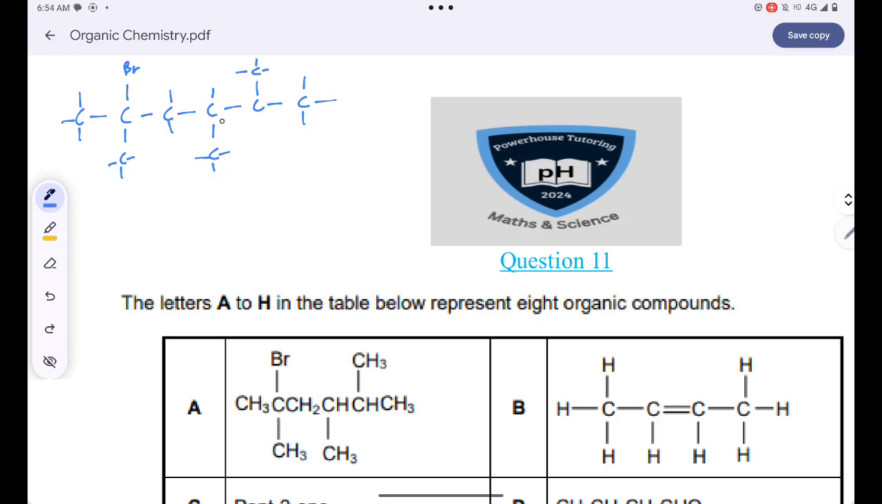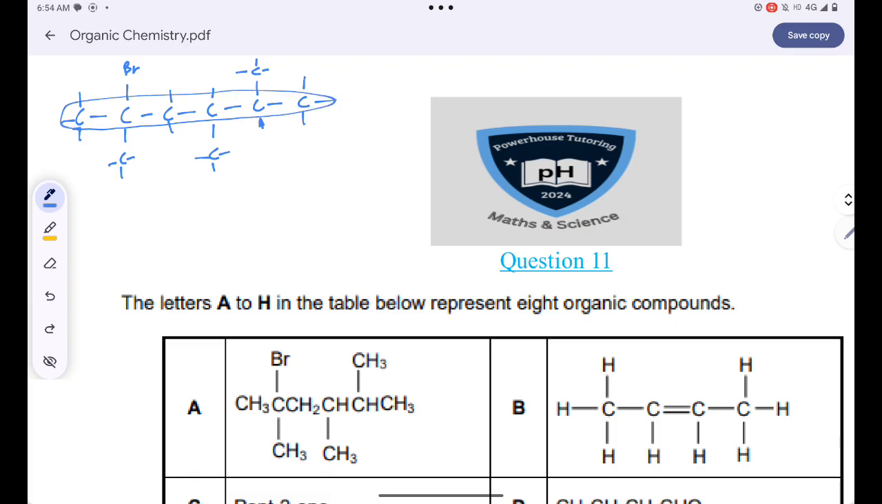I can see that these two carbons... Oh, there's an H over there. I didn't see it. Okay. This would be the structure, guys, and this will be the longest chain.